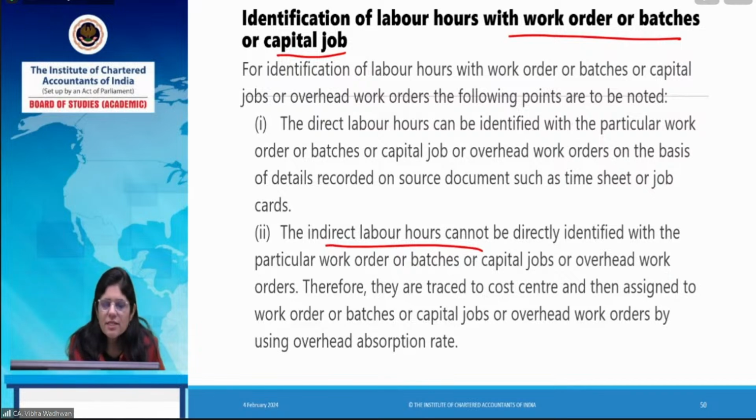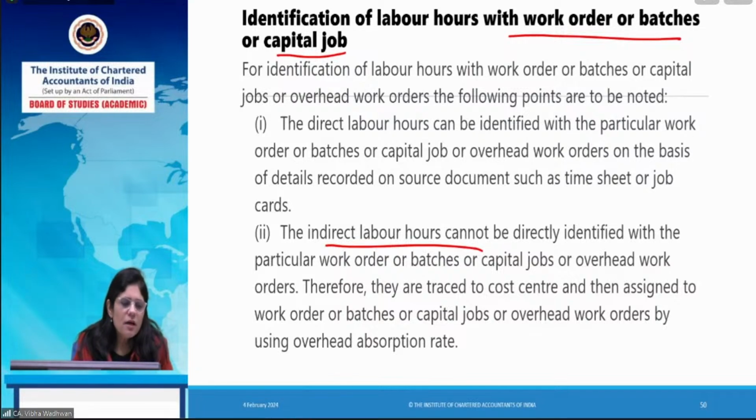Clear? So this indirect labor cost will be given by the departments only. It's not available on the job card. Clear? So this is how the organization accumulates the total cost and then segregates into direct and indirect. Indirect costs are always treated as overheads, and direct cost forms part of the direct cost of production. Clear?